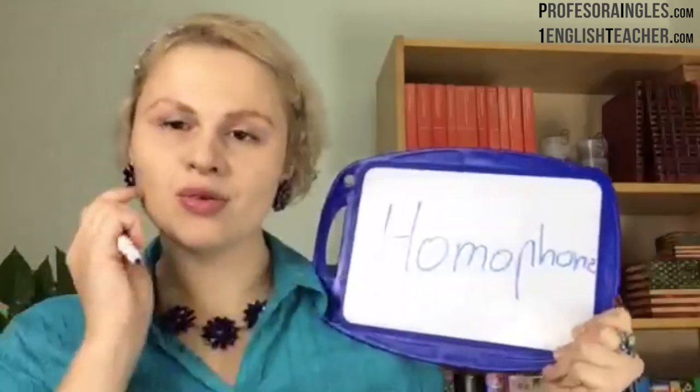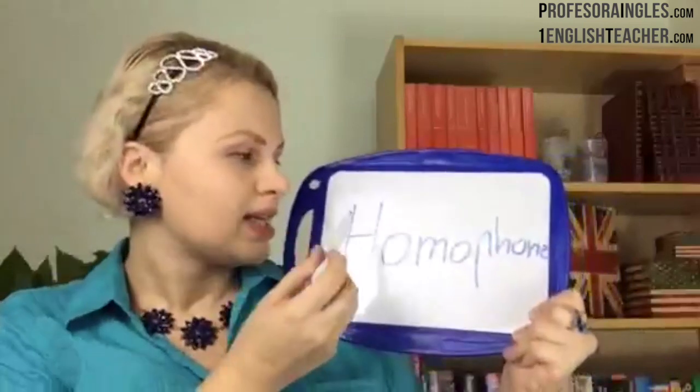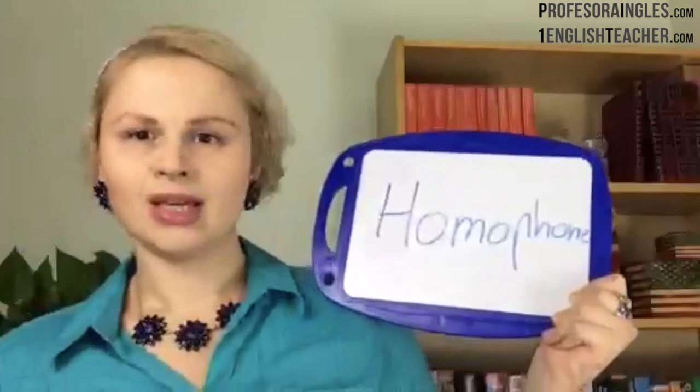Homophone. And if you want to add it in plural, you add an S at the end. So, homophones with an S. These are words that sound the same, but they have a different meaning, and sometimes one of them is a verb and the other one can be a noun, but not necessarily.